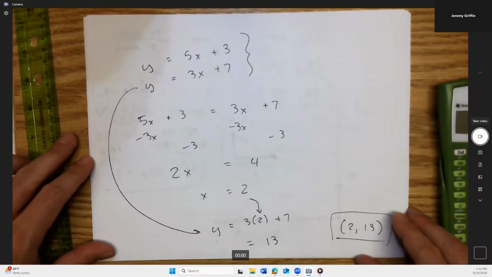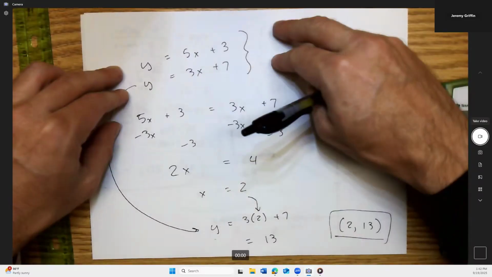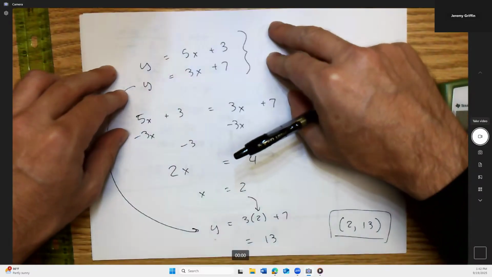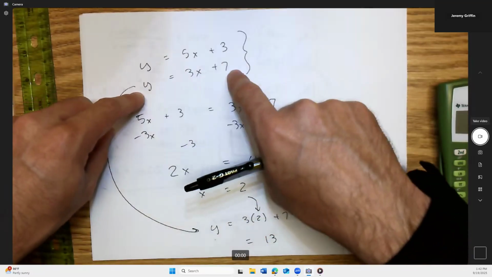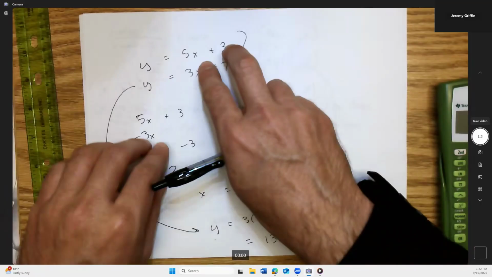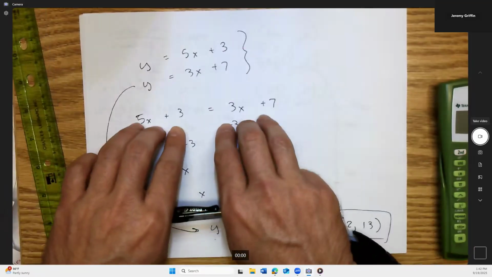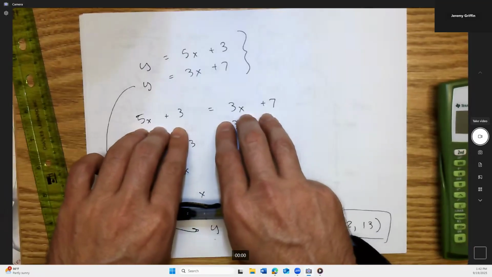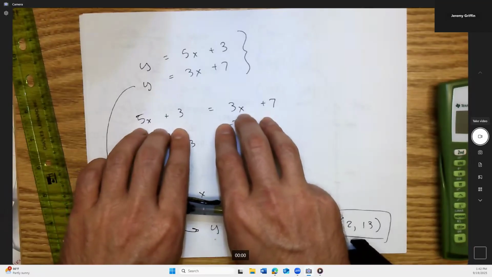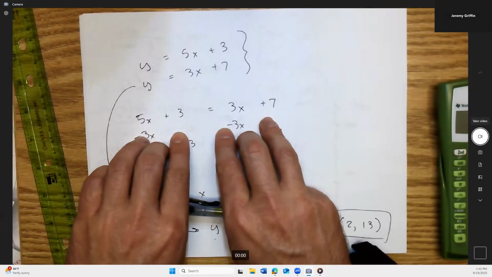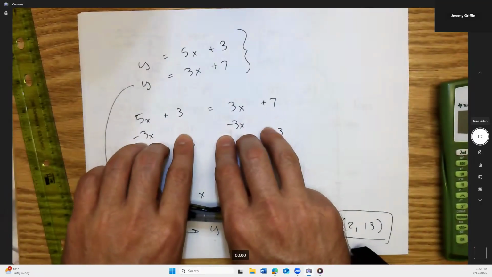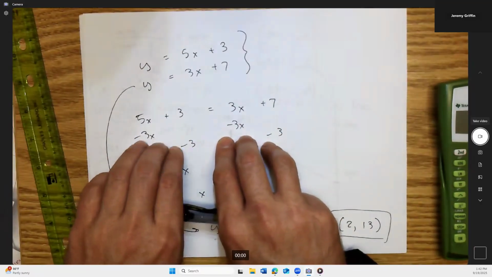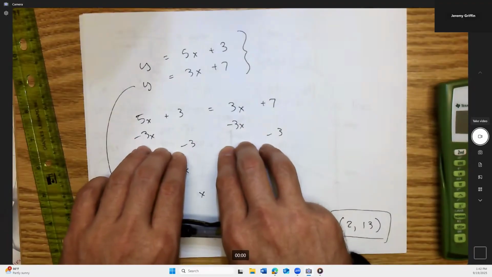Ooh, we're going to find out how many points we're at. Okay, so here's the system I gave you. Now, this is just one way to solve it. Guys, if y is equal to this and a different y is equal to this, I want to find out where they cross. Can I just set this equal to this? Yes, it's sort of a substitution type. Should I subtract 3x from both sides? And should I subtract 3 from both sides? I'm trying to get all the x's together and all the plain numbers together.